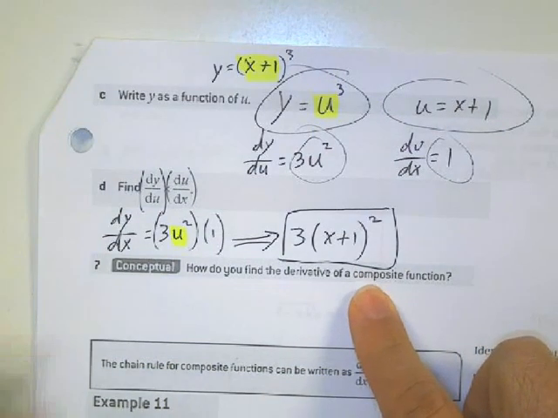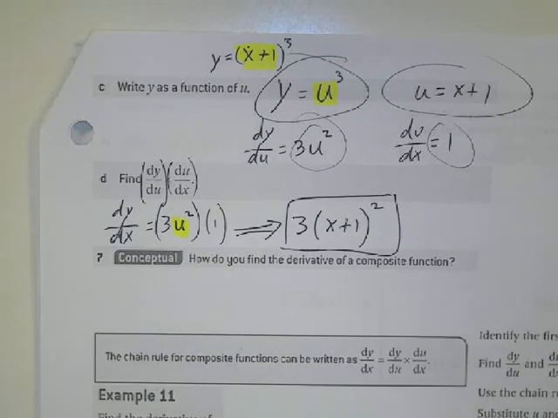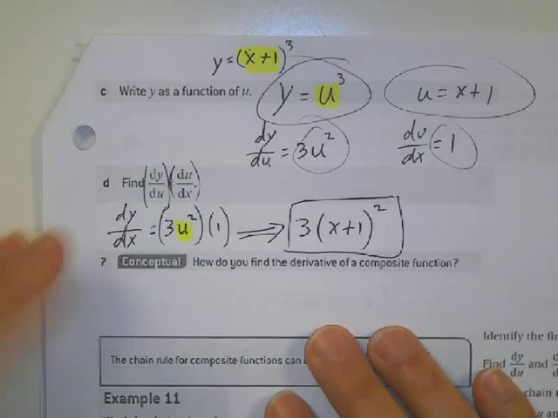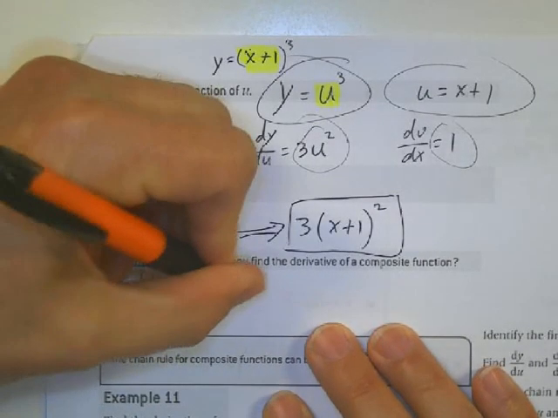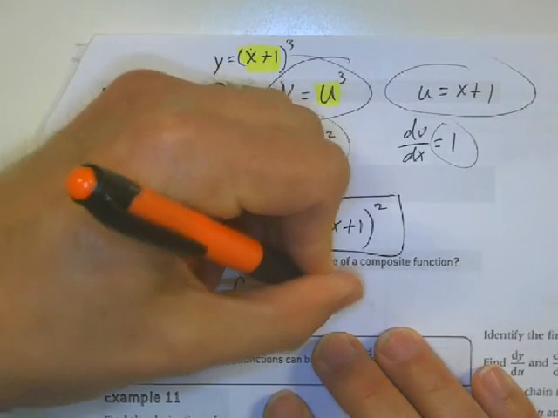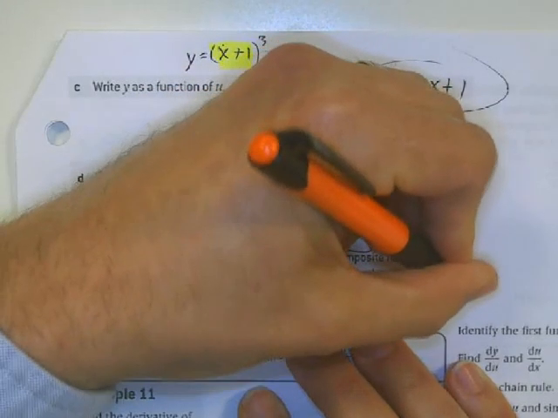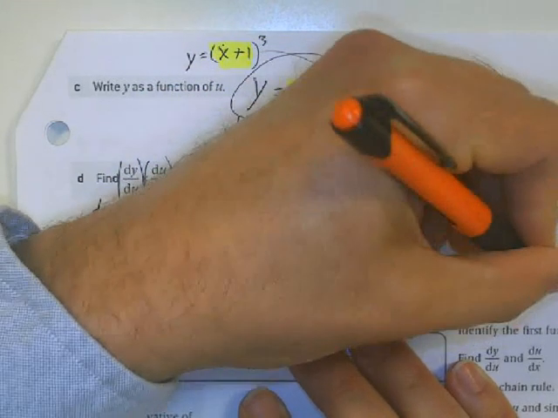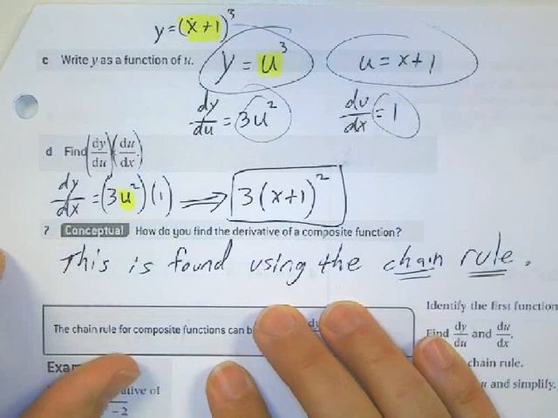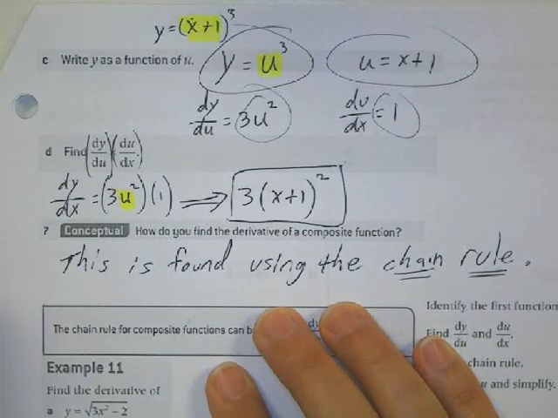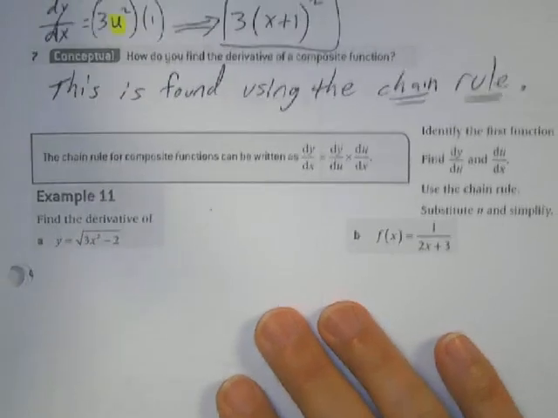Okay, so how do you find the derivative of a composite function? Basically this is found using the chain rule, which we just learned. I might want to hit pause and think about this, rewind. Let's do the next one here.